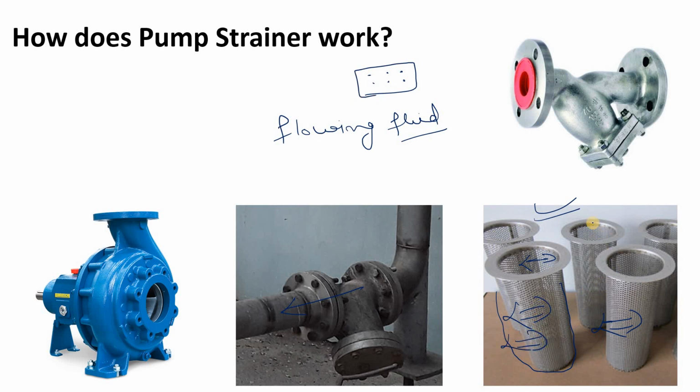Okay, so these are the filter medium which we use within this strainer to filter out the solid particles or the foreign particles from the flowing fluid. When it filters the flowing fluid, the solid is retained within this, and the filtered fluid goes from here, from the outlet of the strainer, into the pump suction, and then the pump will discharge it into the desired tank or desired place.